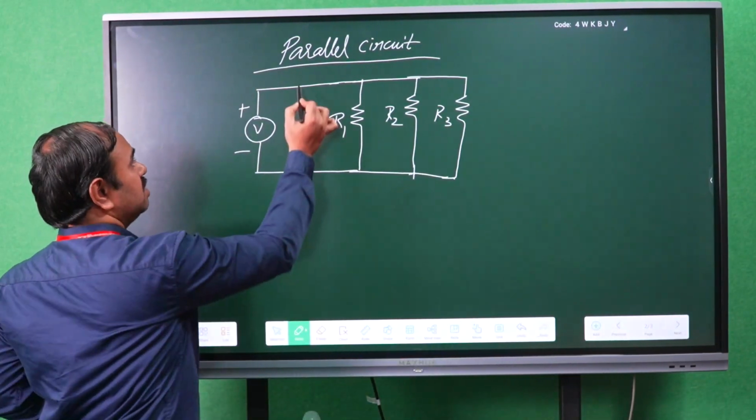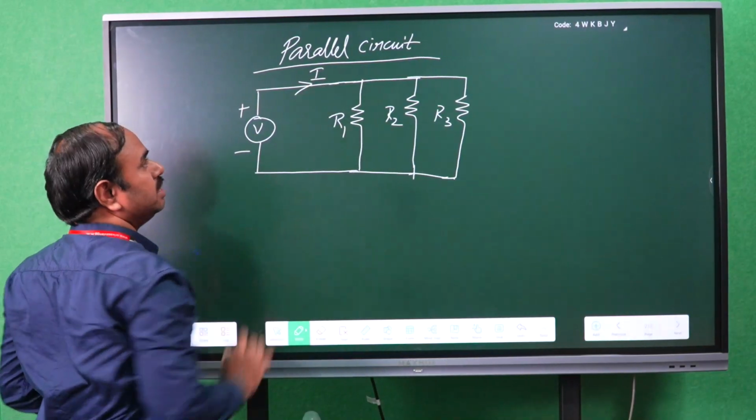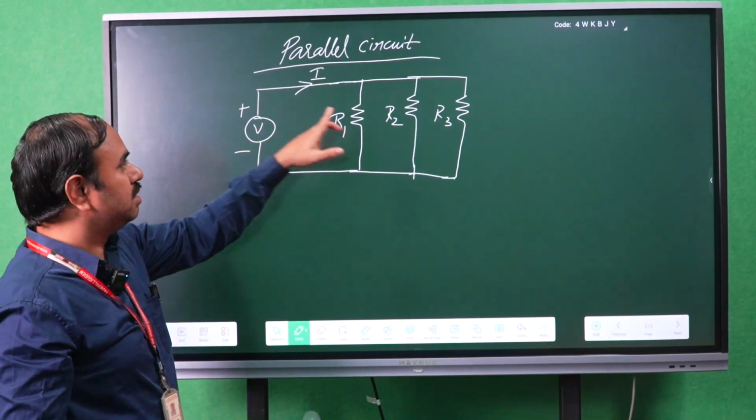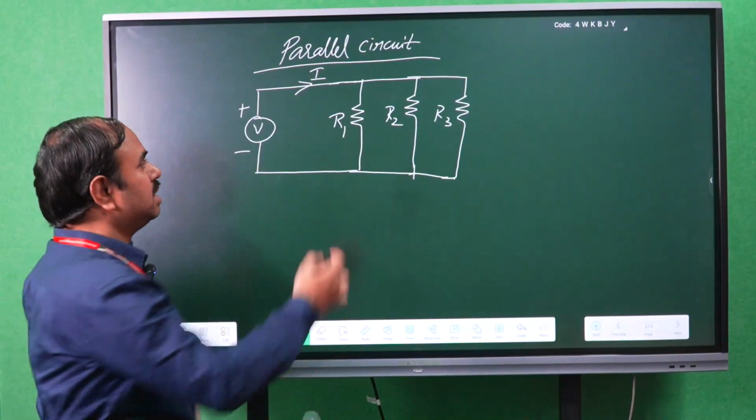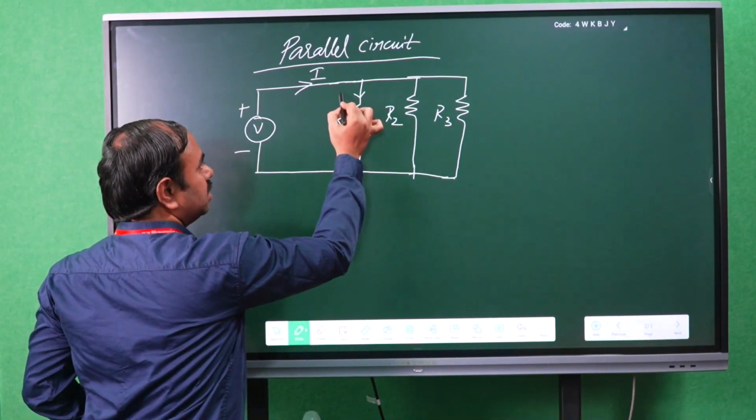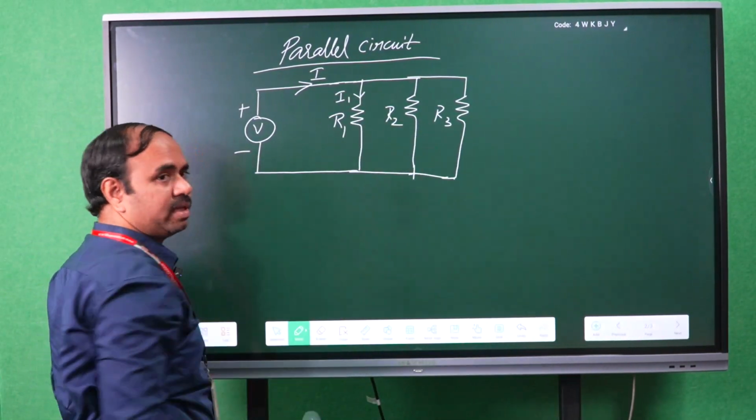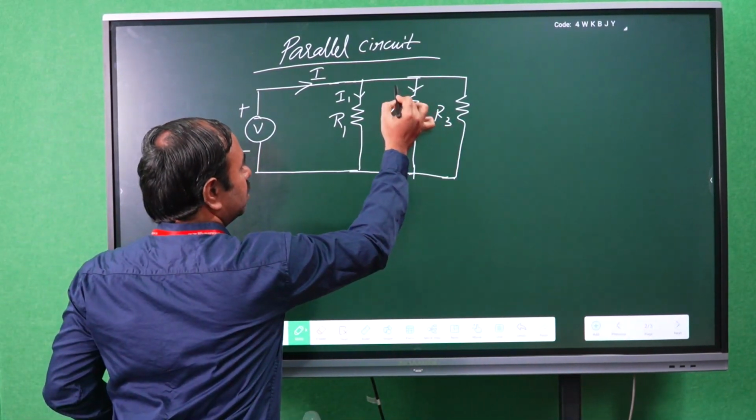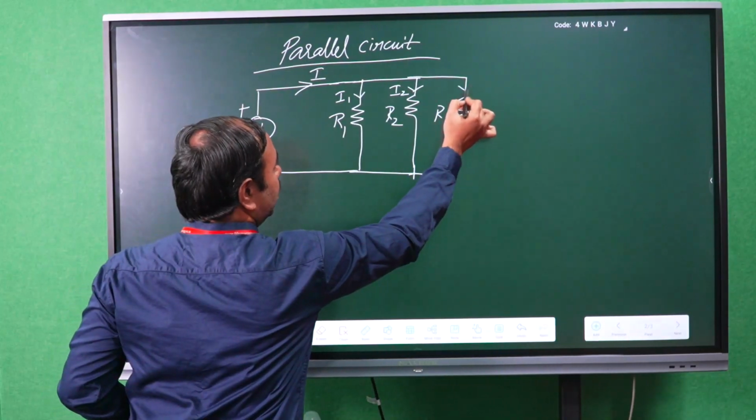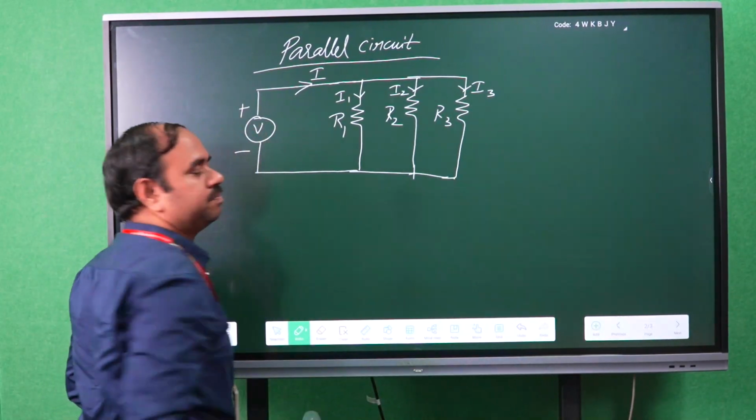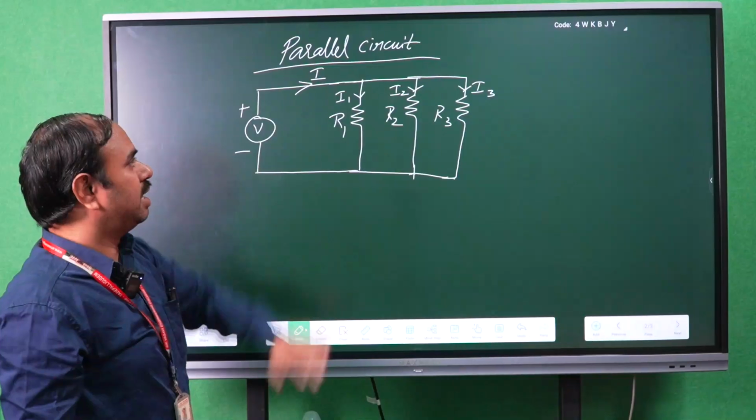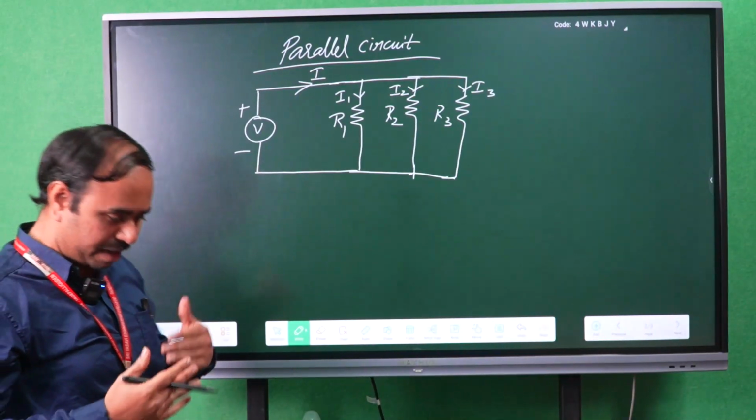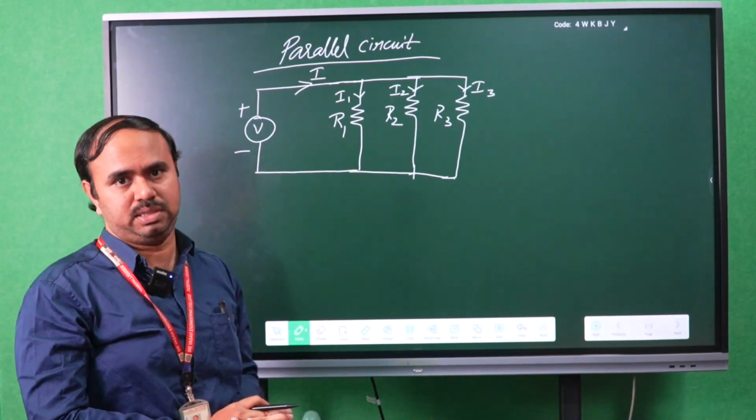In this case, the total current is I, and in this parallel circuit the current will be divided, or current drop takes place, as I1, I2 and I3. In this way the current drop takes place. Why? Because in a parallel circuit, voltage will be constant.